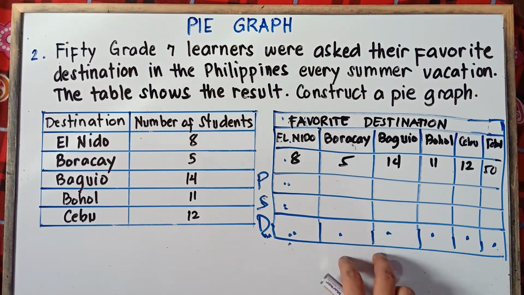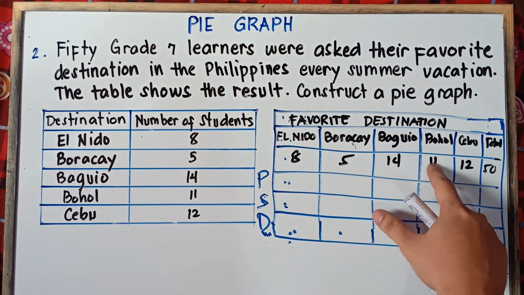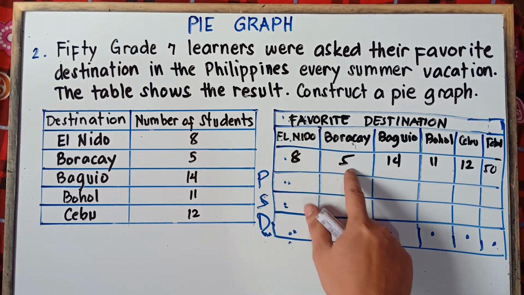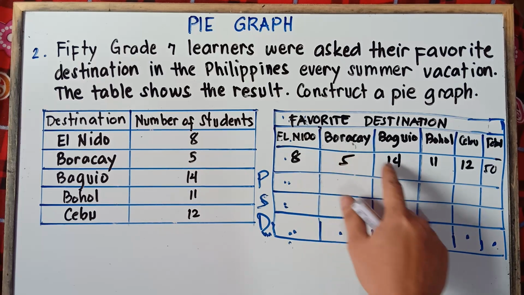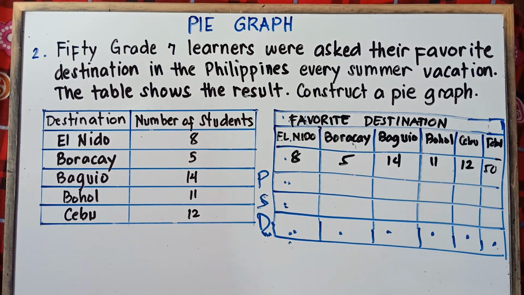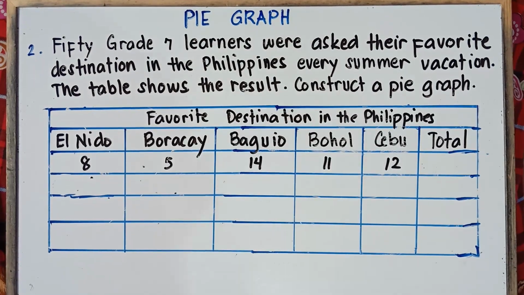So this will be our rough sketch class for our table. So we have favorite destination. We have El Nido, Boracay, Baguio, Bohol, Cebu, and then the total. 8 students for El Nido, 5 students for Boracay, 14 for Baguio, and then 11 for Bohol. 12 for Cebu. Alright, so let me just draw the table class. Alright, so we already have our table.